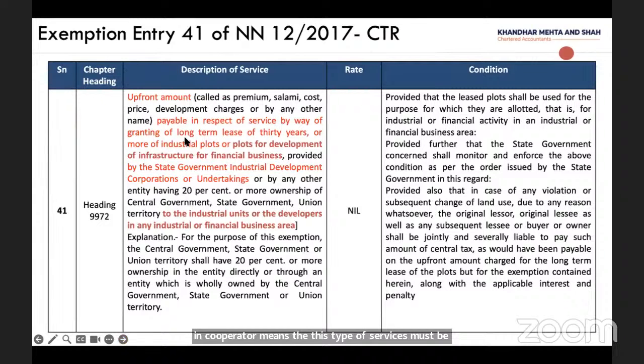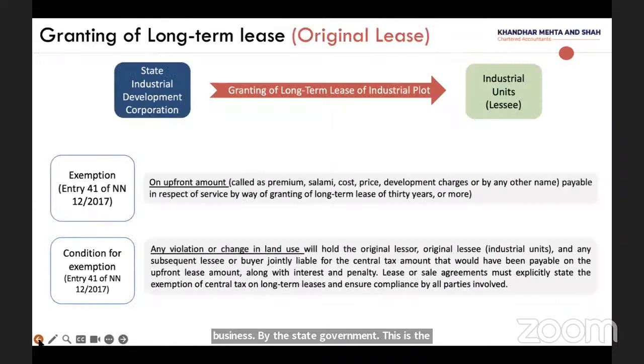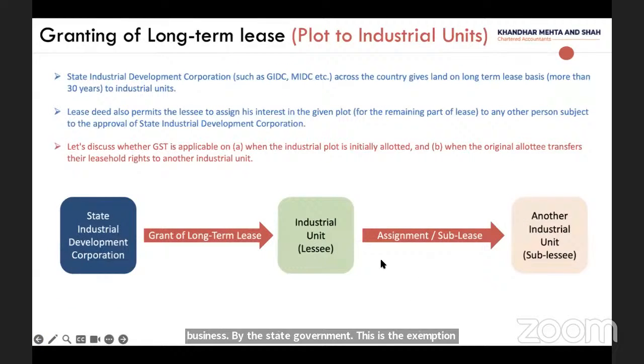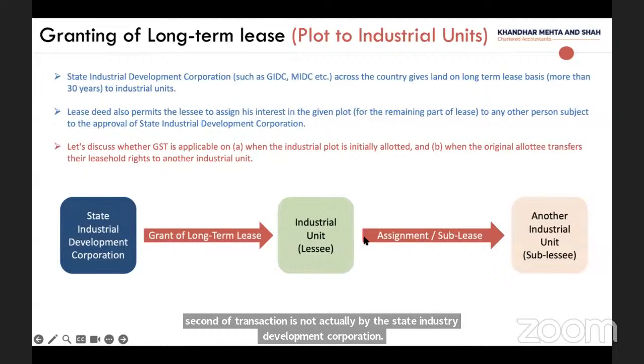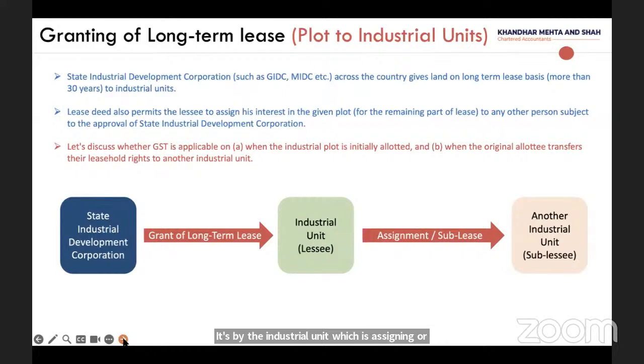This is the verbatim extract of the exemption entry: upfront premium payable in respect of service by way of granting of long-term lease of 30 years or more of plots for development of infrastructure for the financial business by the state government. This is the exemption. Now, when we look at the second leg of the transaction, it is not actually by the State Industrial Development Corporation, it's by the industrial unit, which is assigning or subleasing to another industrial unit. So therein this exemption cannot apply.